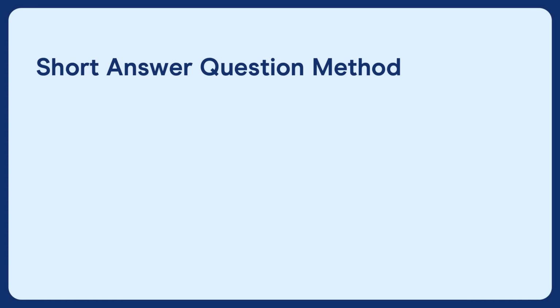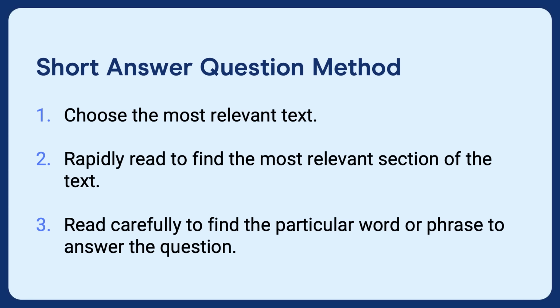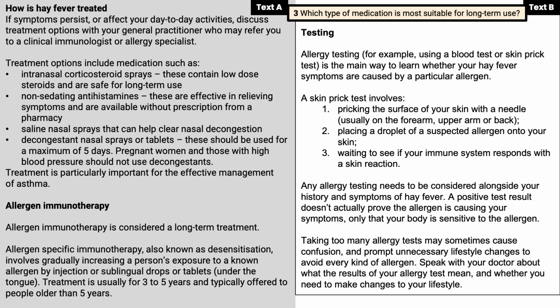There's really a 3-step process that you need to follow for short answer questions. First, choose the most relevant text. Second, rapidly read to find the most relevant section of the text. And third, read carefully to find the particular word or phrase to answer the question. Let me put the question up the top there. Number 3, which type of medication is most suitable for long-term use?